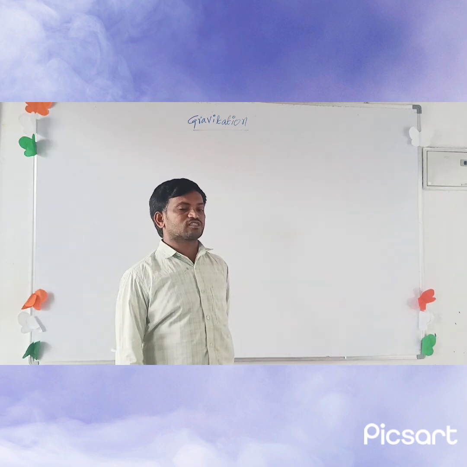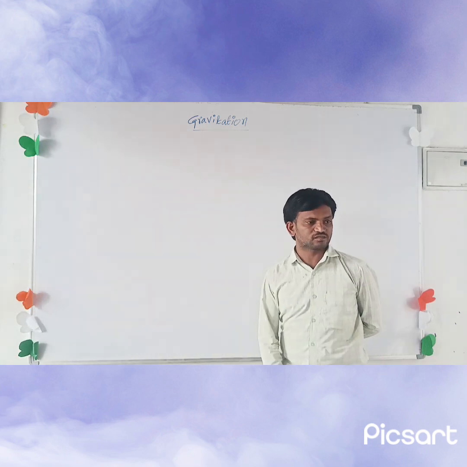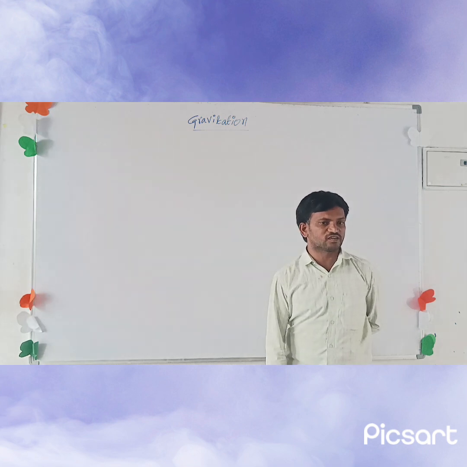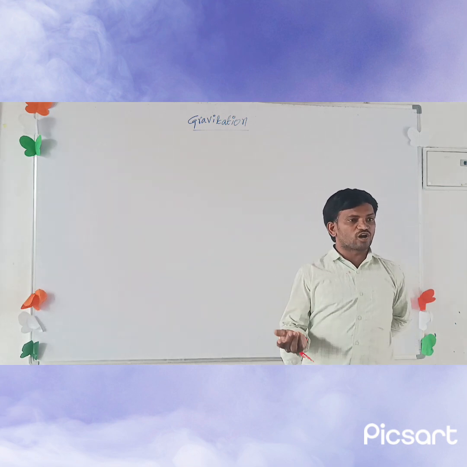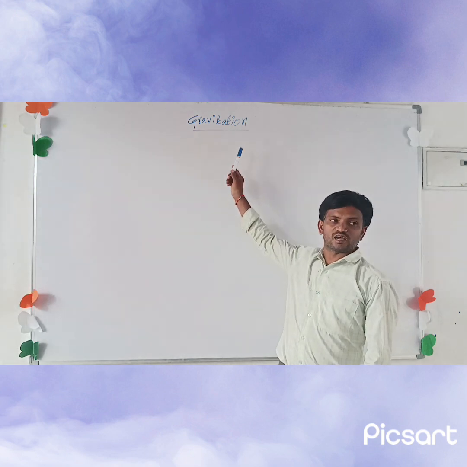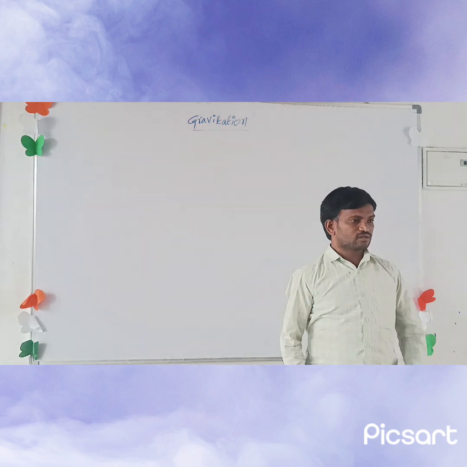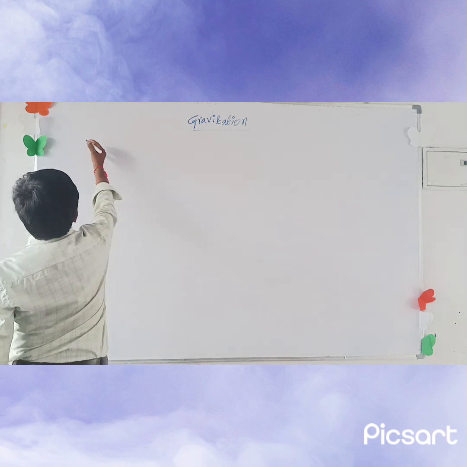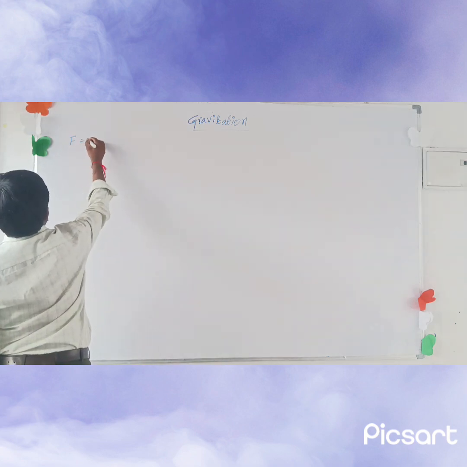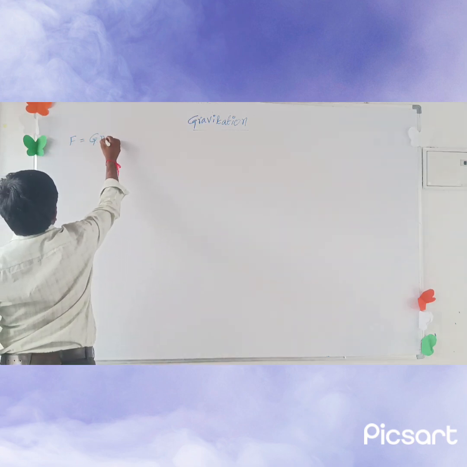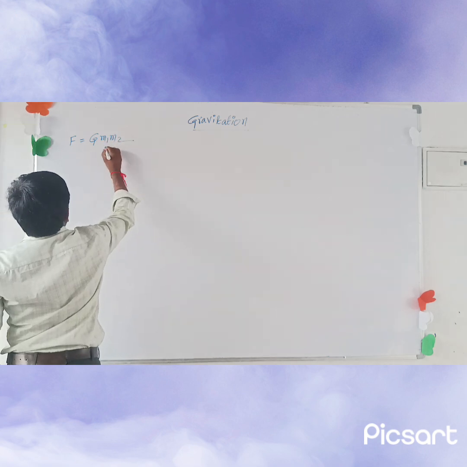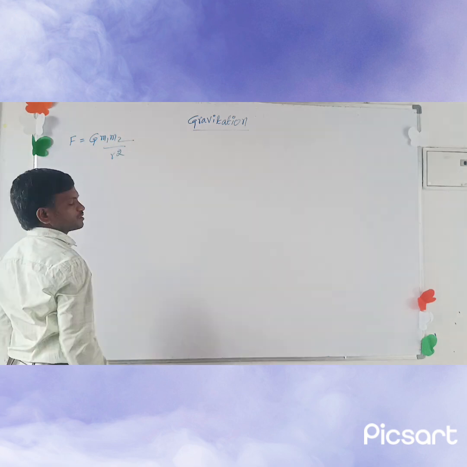First of all, we discuss what is gravitation. The force of attraction between any two objects in the universe is called gravitation. F is equal to G into M1 M2 by R square.